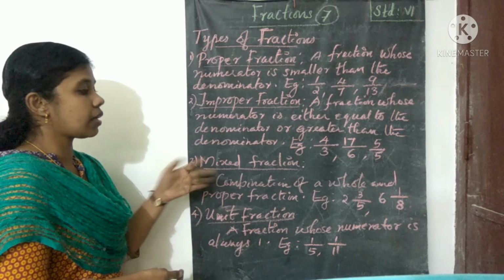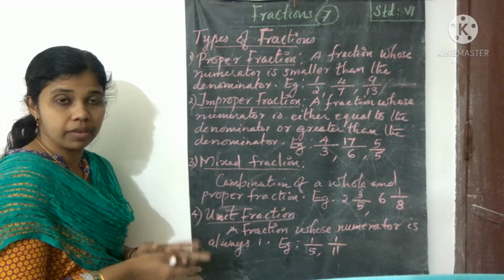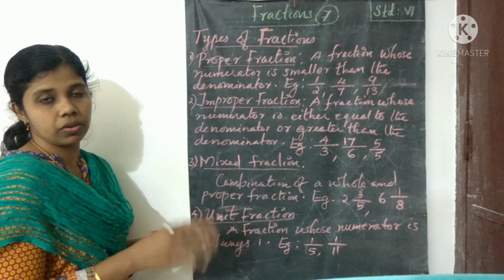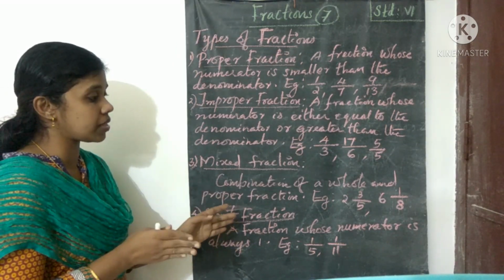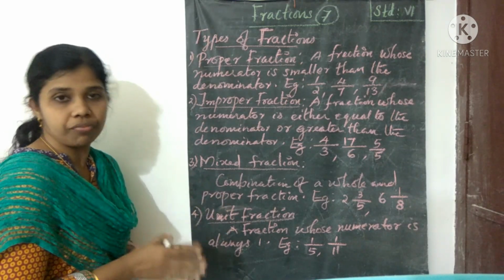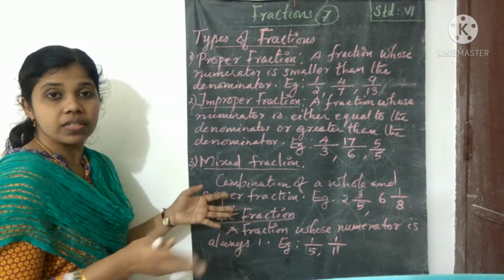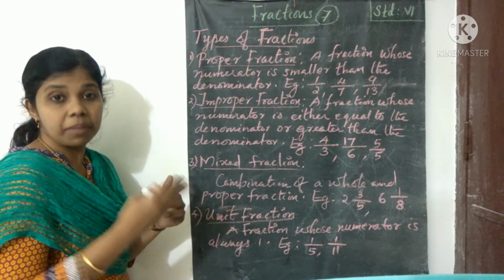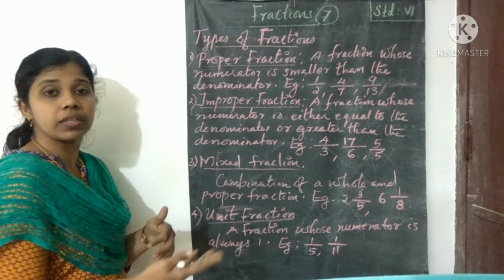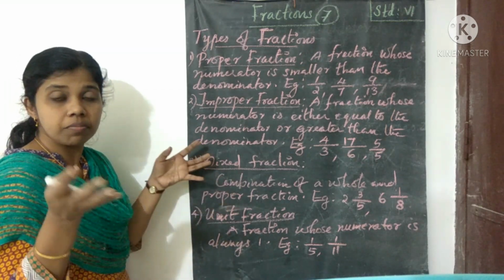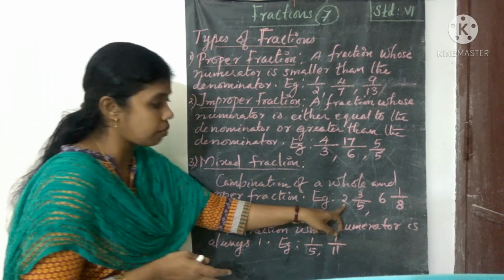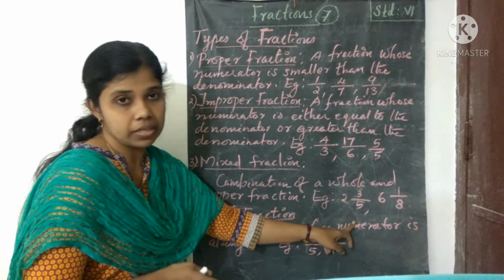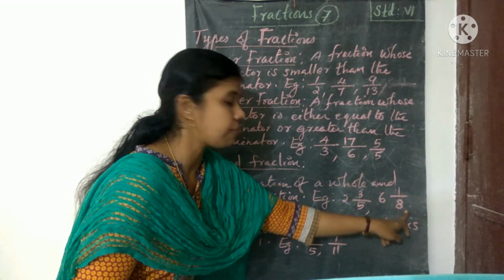Okay, the next type, mixed fraction. Mixed fraction means what? It's a combination of a whole and a part. That part is a proper fraction. We always convert an improper fraction into a mixed fraction, and a mixed fraction into an improper. But this mixed fraction contains a whole number and one proper fraction.